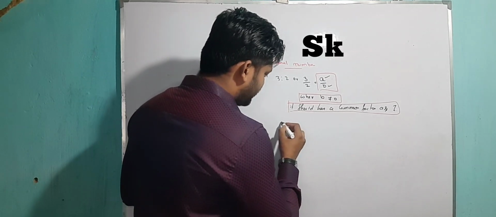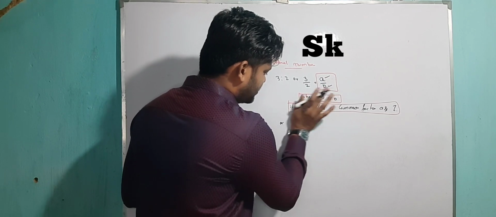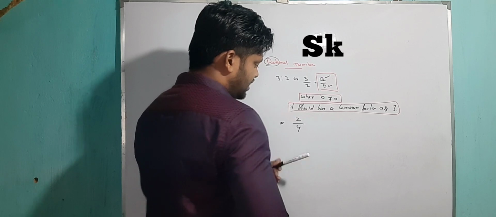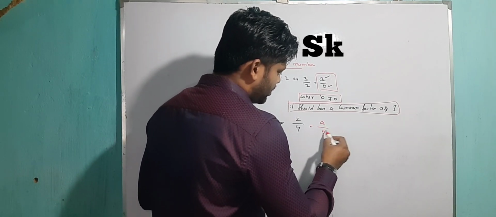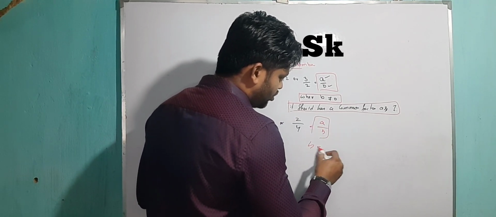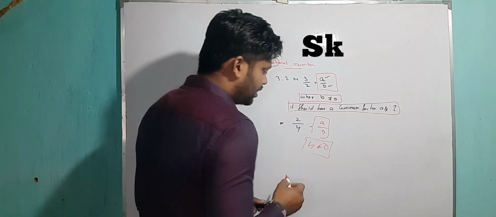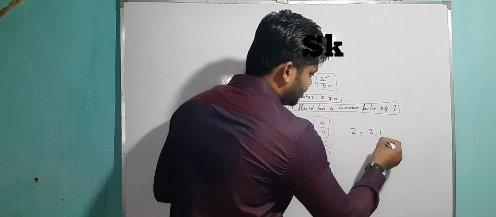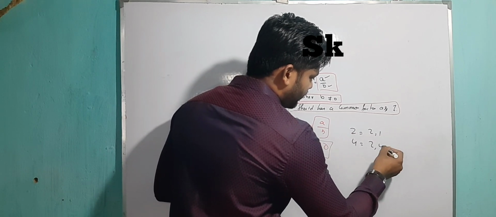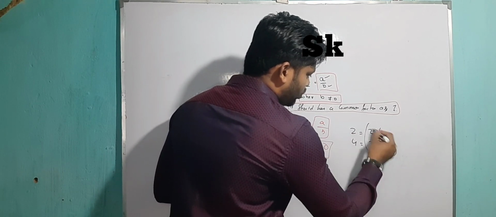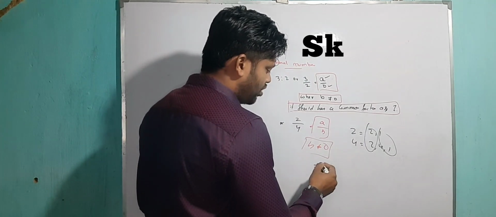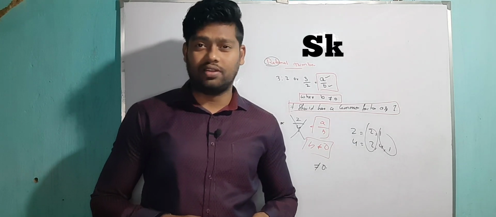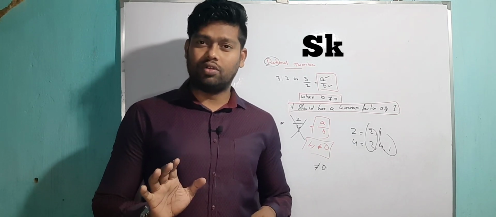Now for example, I'm having 2 by 4. The first condition is satisfied, a by b form. The second condition, b is not equal to 0. The third condition, it should have a common factor of 1. Let us see. The factors of 2 are 2, 1, and of 4 are 2, 4, 1. It is having 2 as a common factor as well. So the third condition is not satisfied. So this is not a rational number. Clear? You understood what it means?